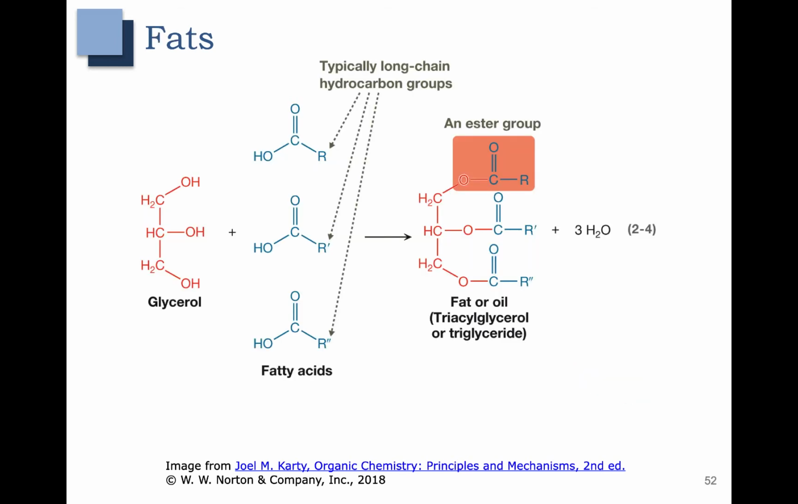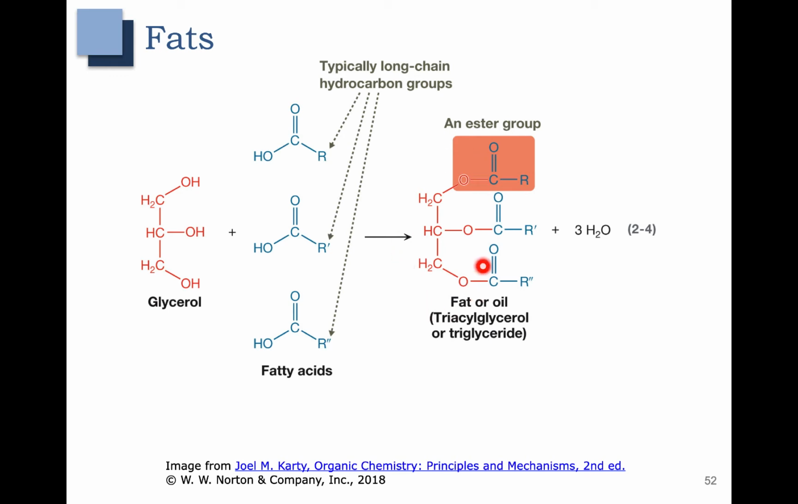Let's look a little bit more at fats or triglycerides. You can see glycerol shown here on the left. Glycerol has 3 alcohol groups. When glycerol reacts with a fatty acid, it can form the fat or the oil, as shown here on the right. Fatty acids have a carboxylic acid functional group and then a long hydrocarbon chain on the end. And we'll look at some examples of fatty acids on the next slide.